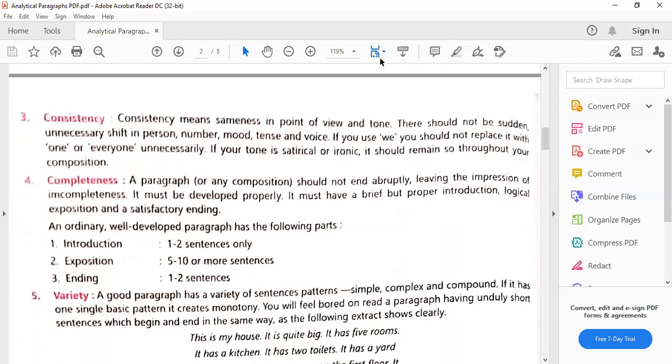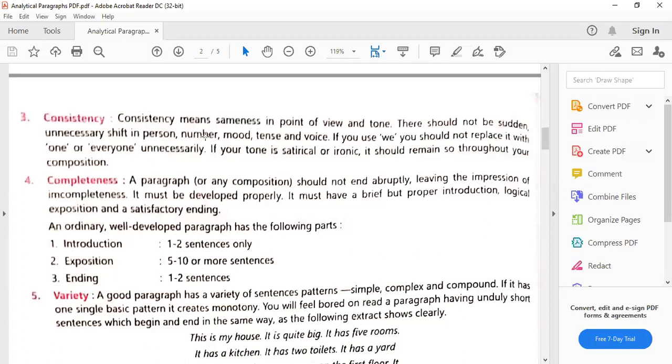आपकी टोन और आपका पॉइंट ऑफ व्यू जो है वो सेम रहना चाहिए. There should not be sudden unnecessary shift in person, number, mood, tense and voice. Underline this point that there should not be sudden unnecessary shift. जब बहुत ज्यादा कोई ऐसा जरूरी नहीं है कि आप कोई पॉइंट एक्सप्लेन कर रहे हो, you are talking about single one point, so it should not shift from person. That means first person या second person से चल रहे हो तो third person पे पहुंच जाओ या third person में लिख रहे हो तो first person पे पहुंच जाओ immediately.